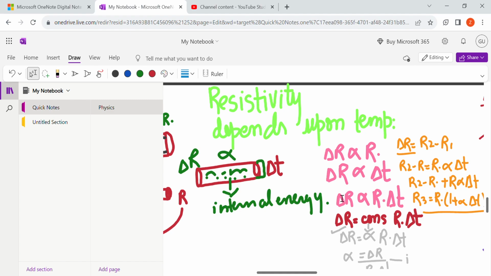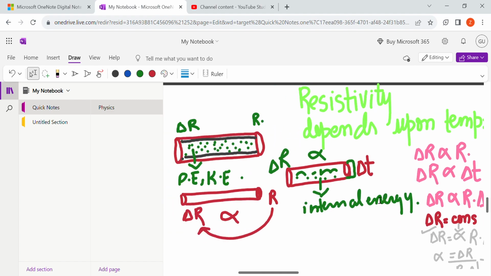Alright, so resistivity depends on temperature. How does it depend on temperature? Let's take a conductor. Here we have this conductor. These black lines indicate that here is free space and electrons are moving.